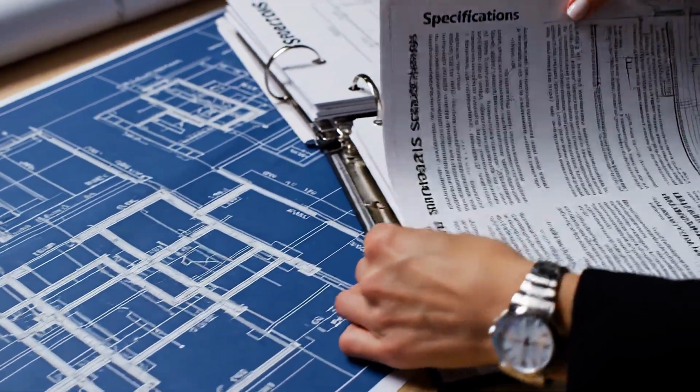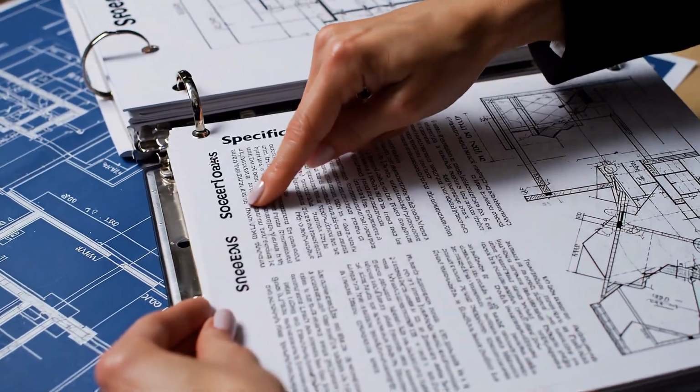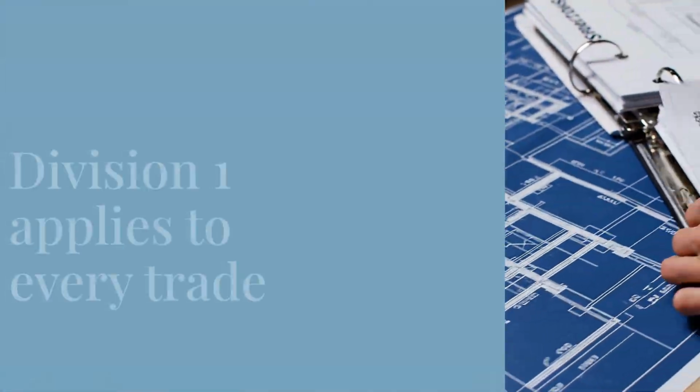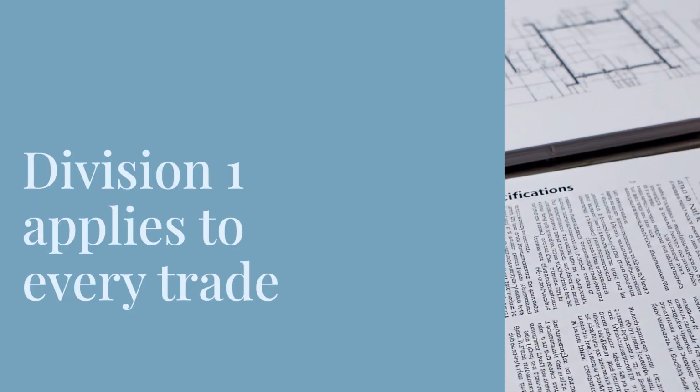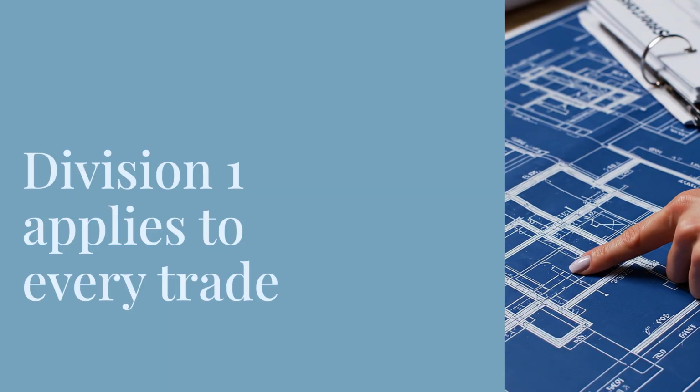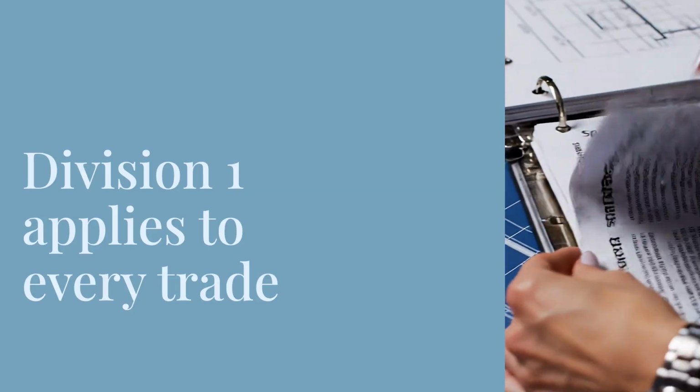Division 1 general requirements applies to every trade on a project. It covers submittals, payment procedures, temporary facilities, closeout, and other items every contractor must follow regardless of their trade. You will see Division 1 referenced at the top of every scope of work.